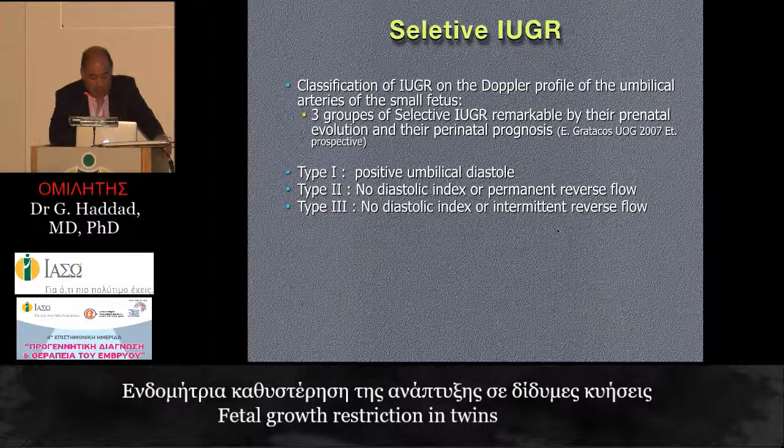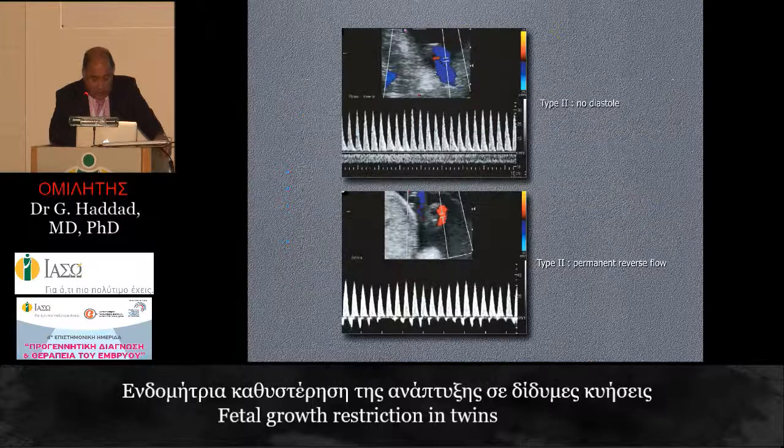I will show you now in images. So you see here, type 2: you have an index of 0, no diastole, and the resistance index is 1.